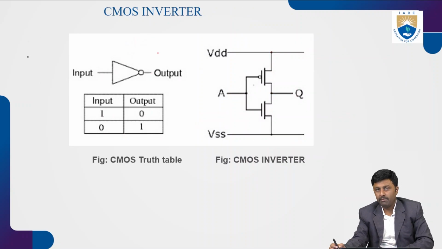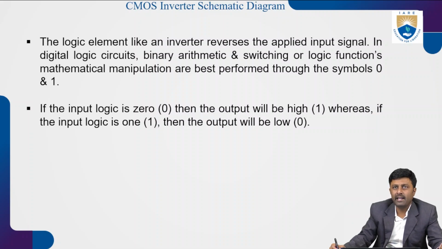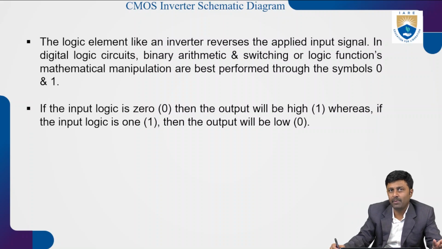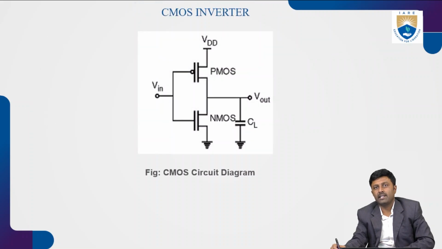This is the circuit diagram. The logic element we have seen in the diagram has one input. In digital logic circuits, binary arithmetic, switching or logic functions, and mathematical manipulations are best performed through the symbols 0 and 1. Since we use inputs as 0 and 1, this is beneficial in developing these circuits. If the input is 0, the output is 1, and vice versa, as I discussed earlier.